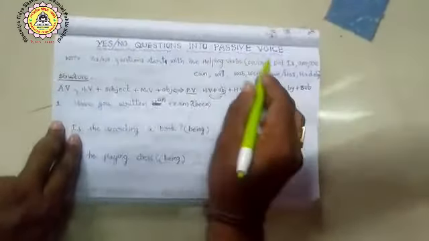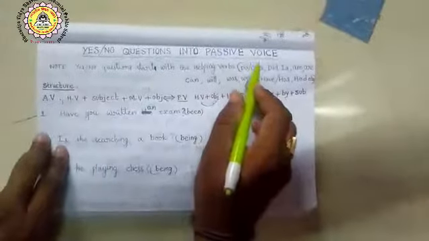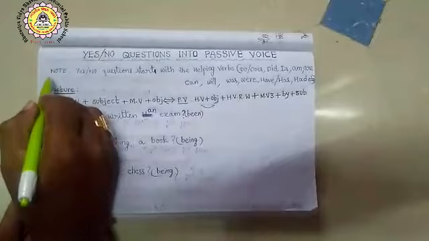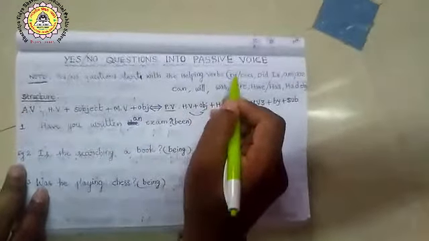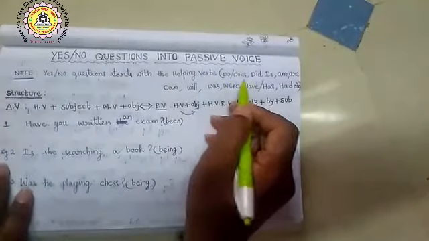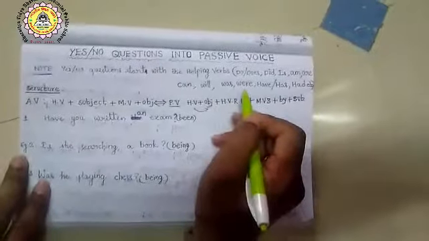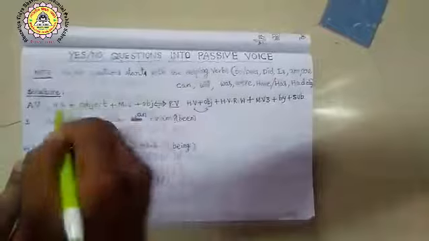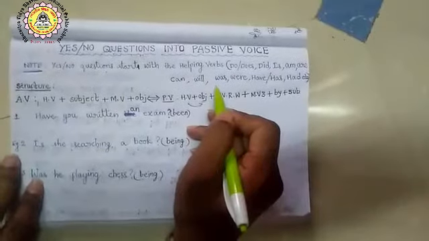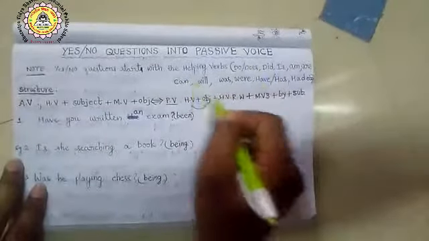In this video, let us learn about yes or no questions into passive voice. How to transform a yes or no question into passive voice. Before we transform it, let us know about a note. Yes or no questions start with the helping verbs. Examples: do or does, did, is, am or are, can, will, was, were, have or has, had, etc. To identify a yes or no question, we can simply know these helping verbs.